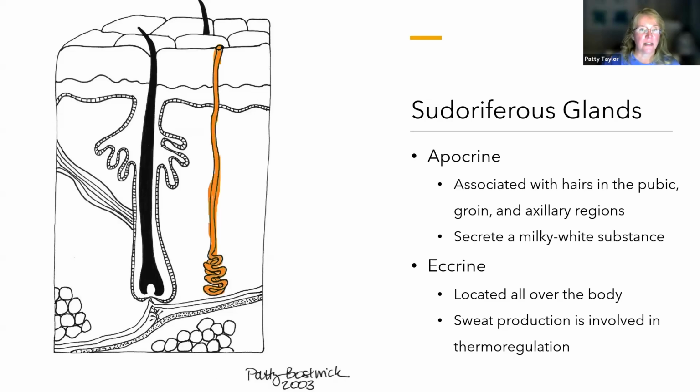So I've marked the sweat gland here, and just to make a point, the sebaceous glands are always associated with hairs. That means you do not have sebaceous glands on the hands, on the feet, external genitalia, or lips. But sweat glands, like eccrine ones, they're found everywhere.